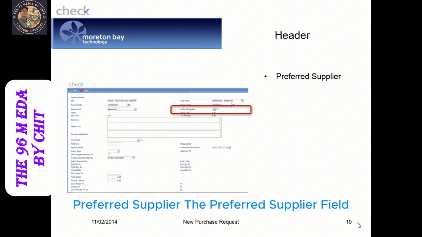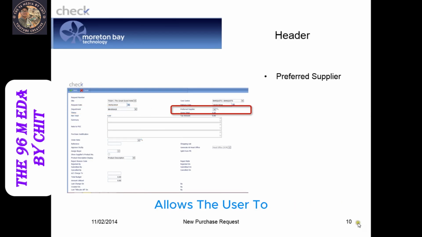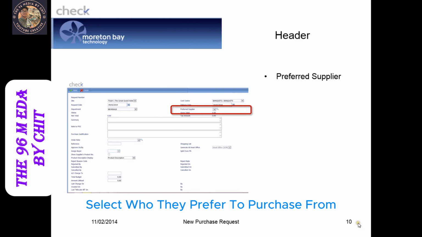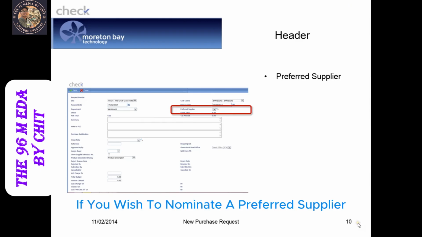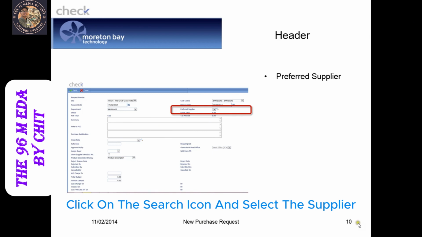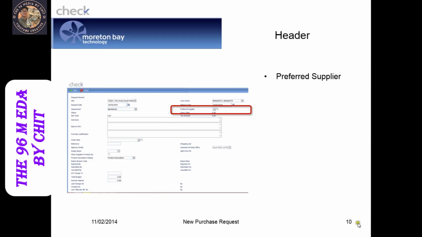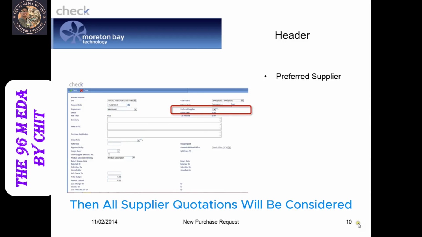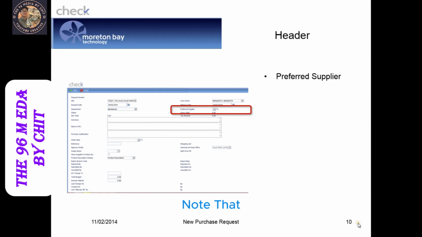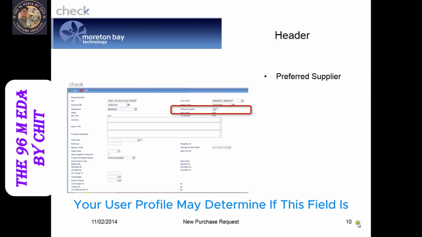Preferred supplier. The preferred supplier field allows the user to select who they prefer to purchase from. If you wish to nominate a preferred supplier, click on the search icon and select the supplier. Only quotations from that supplier will be considered when purchasing the goods. If blank, then all supplier quotations will be considered. Note that your user profile may determine if this field is available.